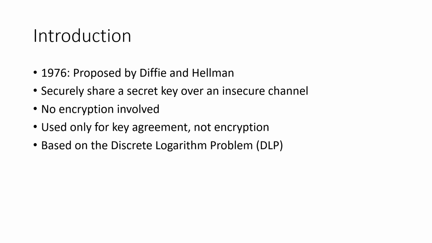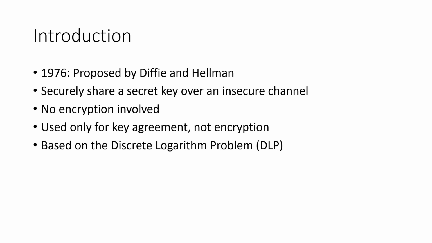Unlike the RSA algorithm, which encrypts a secret key using a public key, Diffie-Hellman allows two parties to agree on a shared secret without actually transmitting the key itself. And incredibly, it does so without using any encryption. The idea is purely mathematical and it's based on something called the discrete logarithm problem, or DLP for short. So it's a problem that is incredibly hard to solve, especially with large numbers.